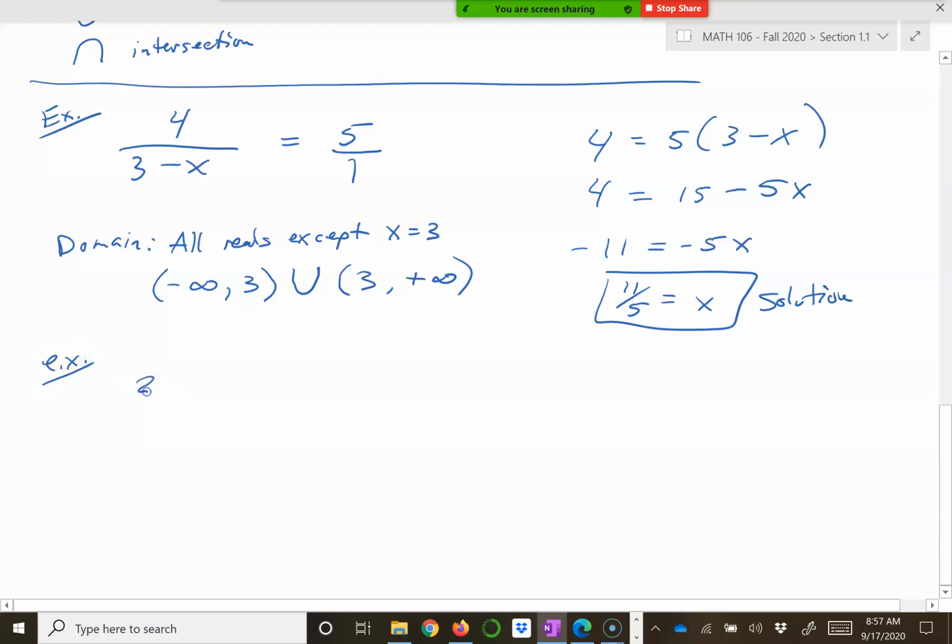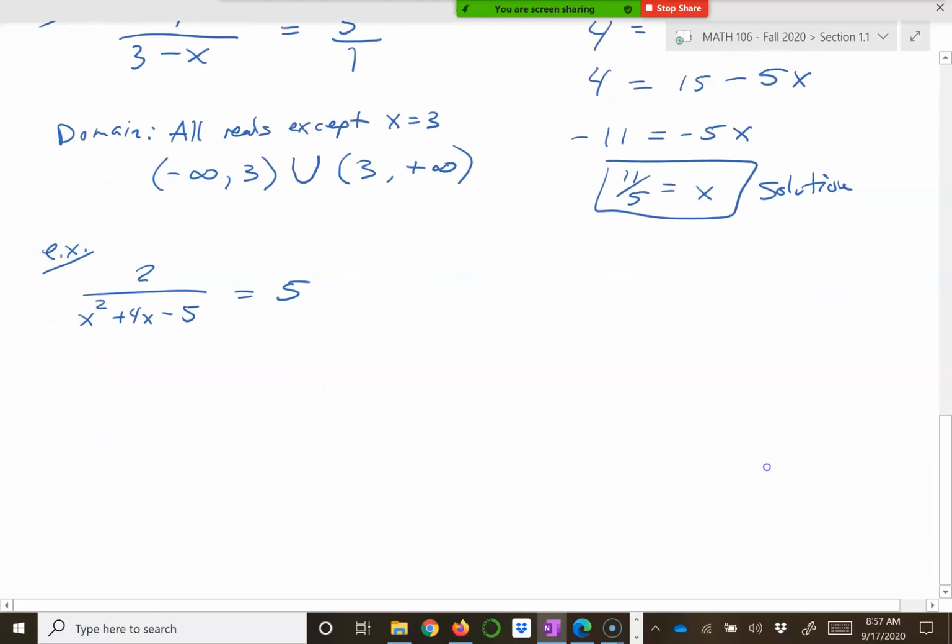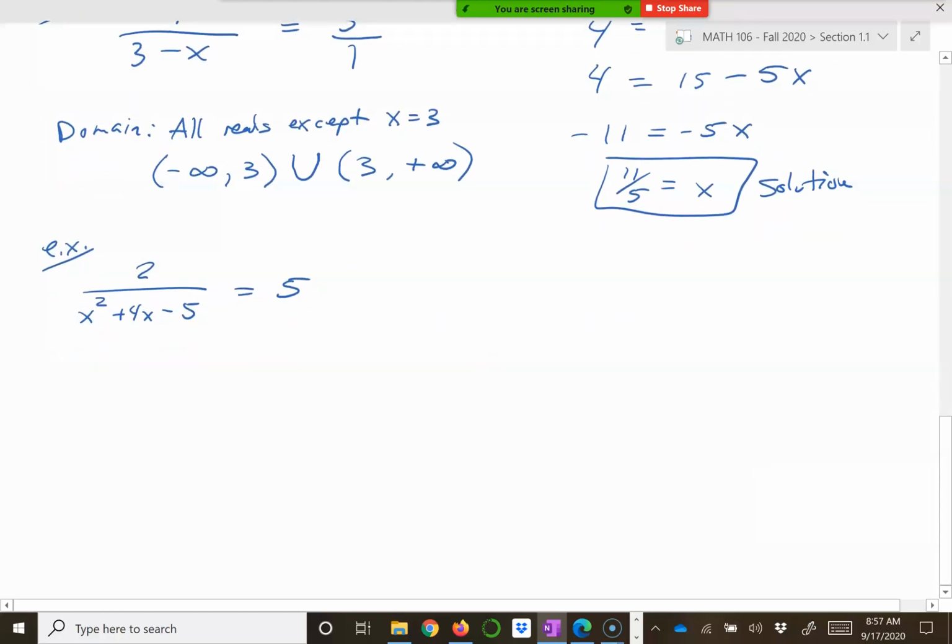Let's say you had 2 over x squared plus 4x minus 5 equals 5. Okay. What are we going to do here? Because we're interested in finding the domain. So to do that, again, we're trying to figure out what values of x in this denominator make it undefined.